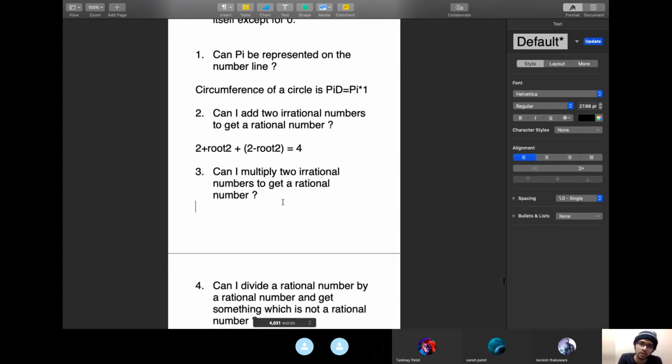So in this case, you can just do root 3 times root 3, not 2 root 3. Yeah, so root 8 times root 2 will also be root of 8 times 2, which will be root 16, which is 4. So that is also an example where we can multiply two irrational numbers and get a rational number.